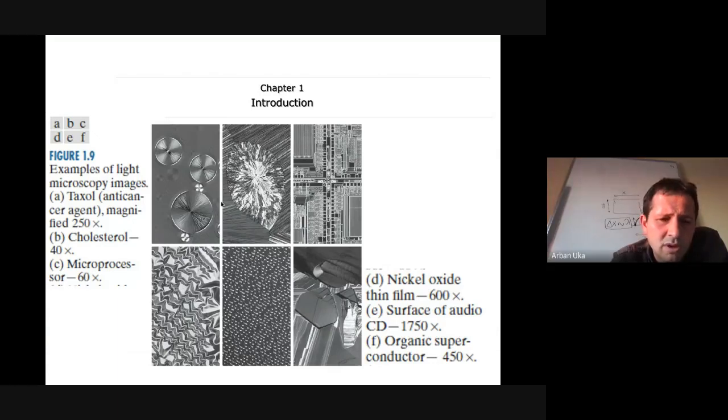Once you do that, you get a twice higher resolution. Regarding the exact values of resolution, we're going to talk about these later. That means that we can have twice higher resolution switching from red to blue. These are microscopy images, but now I can ask you one question.